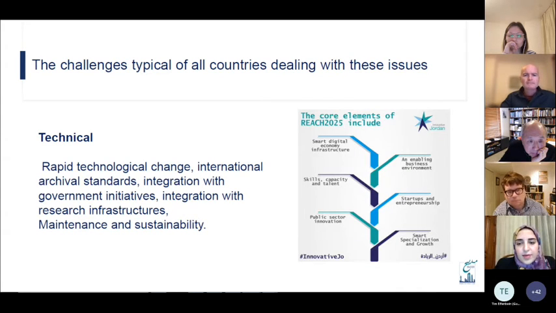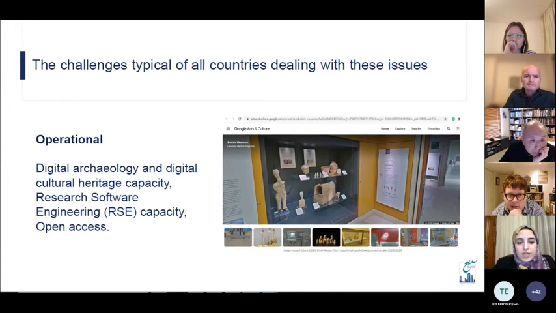There is also the rapid technical development, and how to integrate our project within government development and government strategies. Then the operational challenges that relate to the digital software: how are the research software engineers, what software do they use, are they well trained or not, and how to maintain and have everything in place related to the operations of the project.